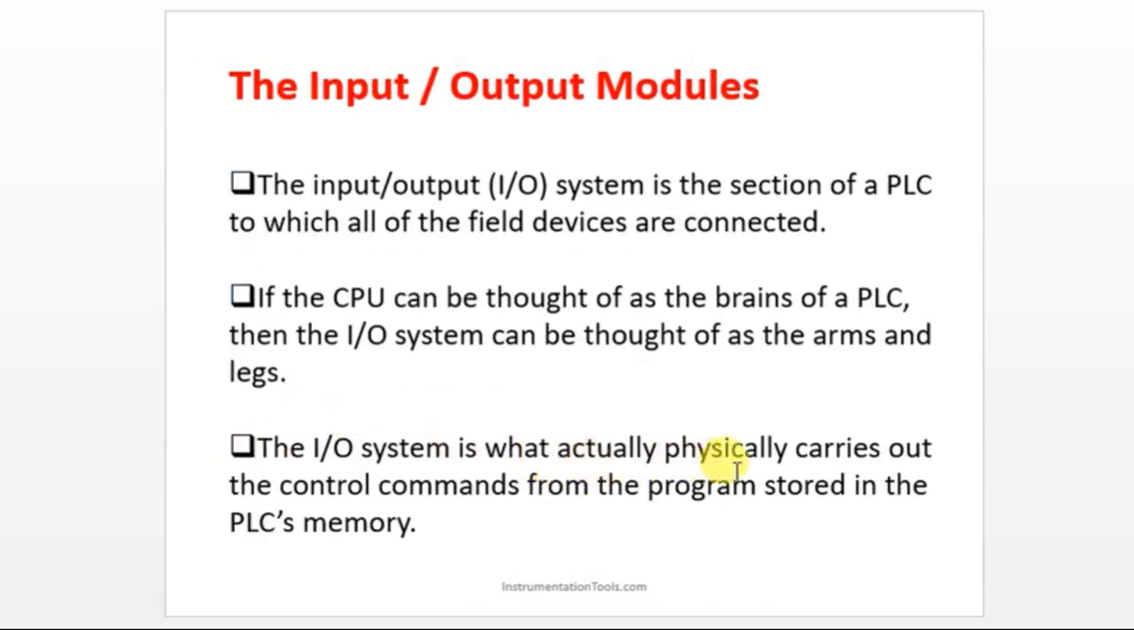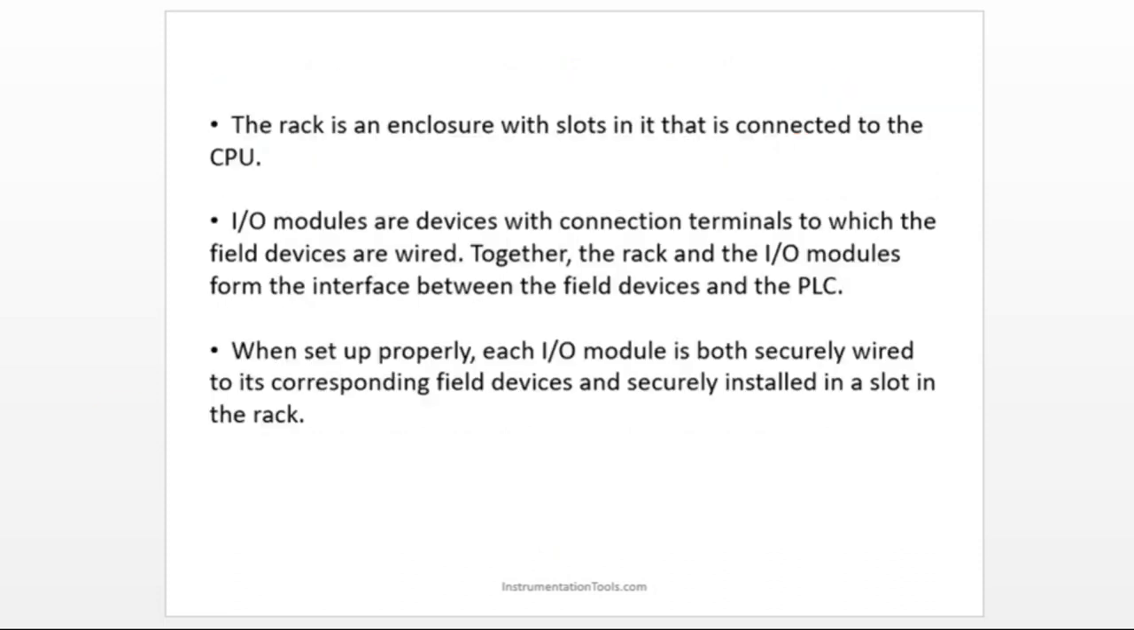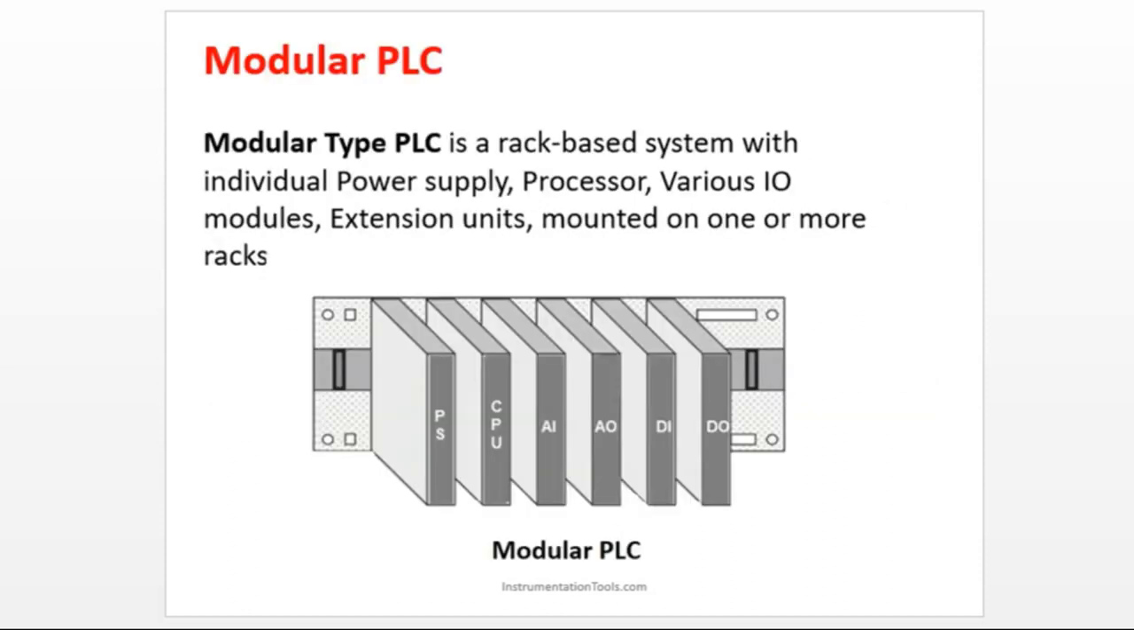The IO system is what physically carries out the control commands from the program stored in the PLC memory. Once the program is downloaded to the CPU, the CPU will read the information from the inputs, run the program, and fetch the output. That is how it works. This one we have also seen: it's a modular PLC and rack based system. You can see the rack is behind the plane and everything is connected to that.